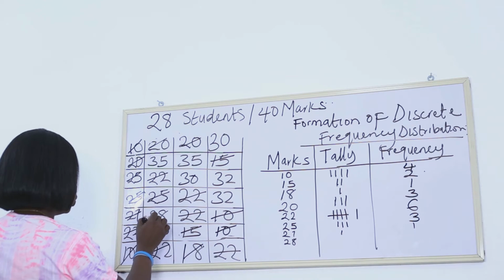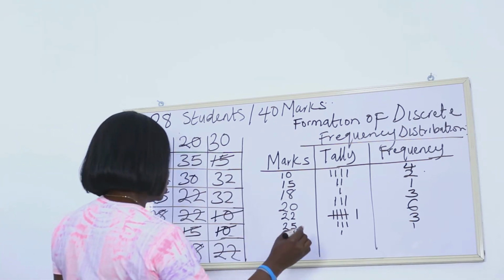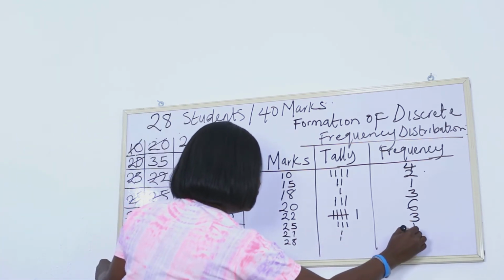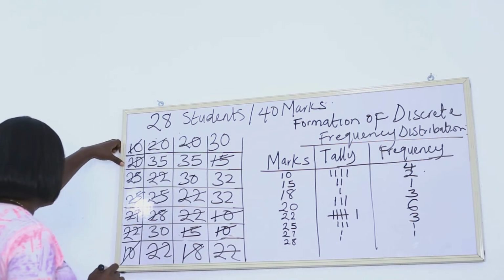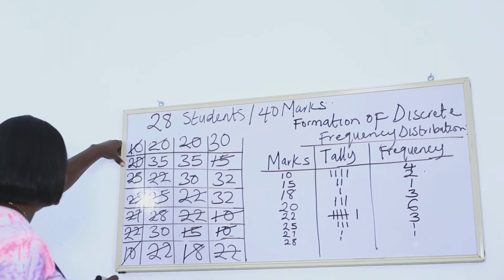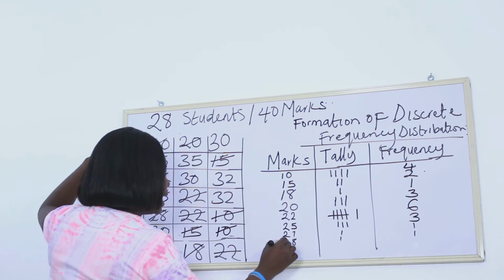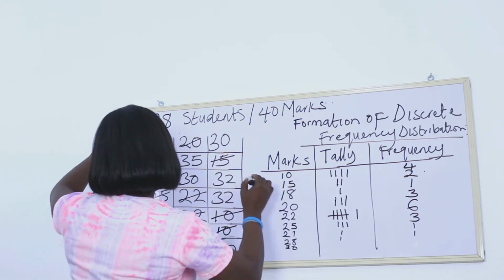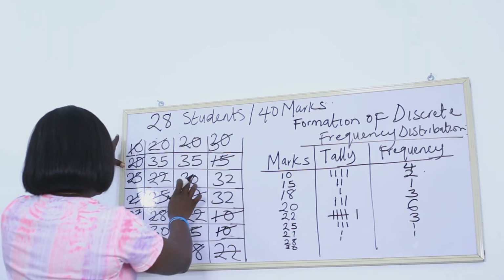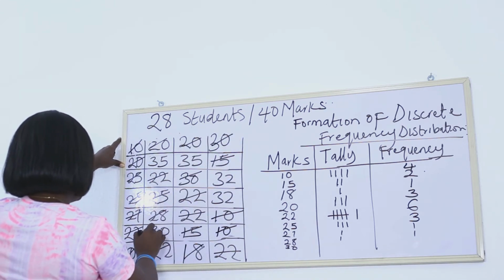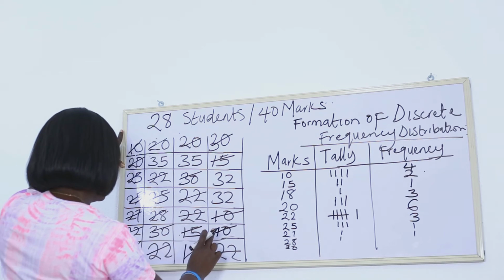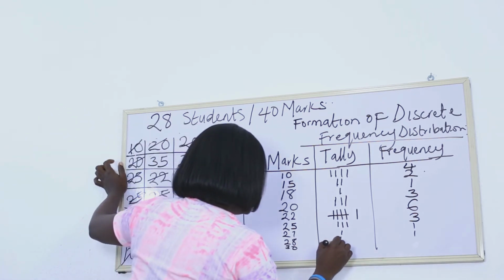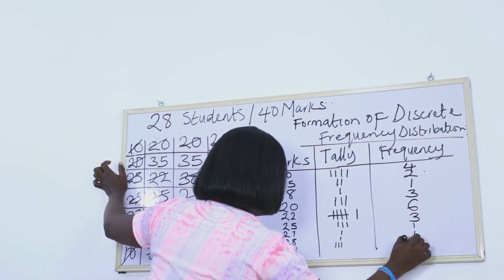How many times has 28 occurred? Just once. So I write 1 here and write 1 here. Then the next one after 28 is 30. I have 30 here. How many times has 30 occurred? I can see 30 has occurred three times. So I write 1, 2, 3 and come here and put 3.